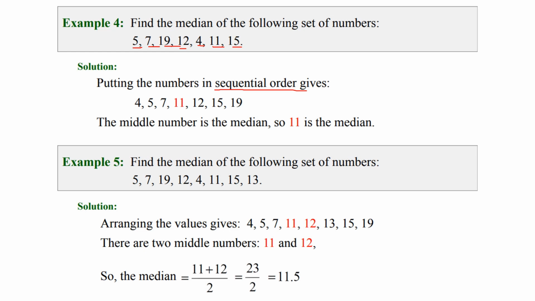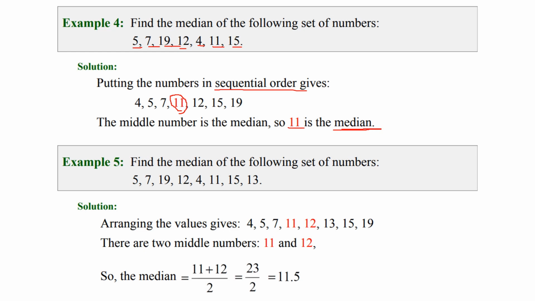So you need to arrange in order and count them: 1, 2, 3, 4, 5, 6, 7. This is an odd number of data set, so we have only one middle. So 11 is the middle number, or median. We can say middle number, but in general we call it median.